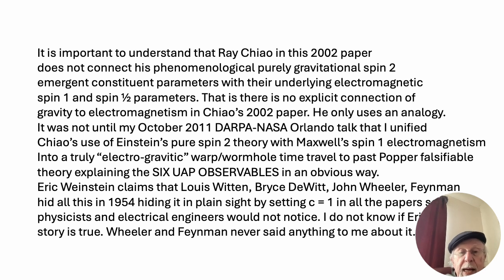Now, Eric Weinstein claims that Louis Witten, Bryce DeWitt, John Wheeler, Richard Feynman, and others hid all this in 1954, hiding it in plain sight by setting c equal to 1 in almost all the academic papers, which kind of misled physicists and electrical engineers who would not notice the role of electromagnetism in Einstein's gravity field equation. Now, I do not know if Eric's story is true.